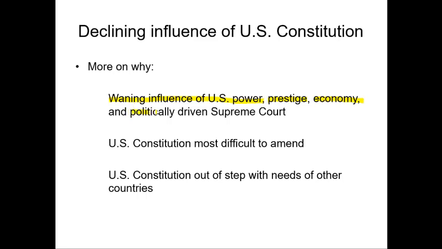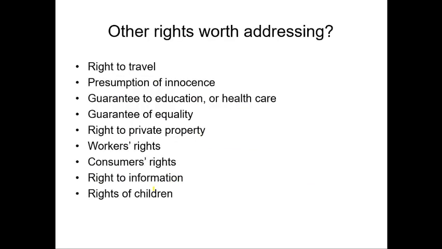And we do know that our Supreme Court has been very politically driven. We now have a system where even our courts are ideologically divided, and that is off-putting as well to new countries who are trying to create their own systems. The U.S. Constitution is also extremely difficult to amend. Arguably, you could say the most difficult to amend. That is not attractive to some countries, and the U.S. Constitution may be out of step with the needs of other countries, particularly developing countries. So that's some of the reasons why our U.S. Constitution is declining a little bit.